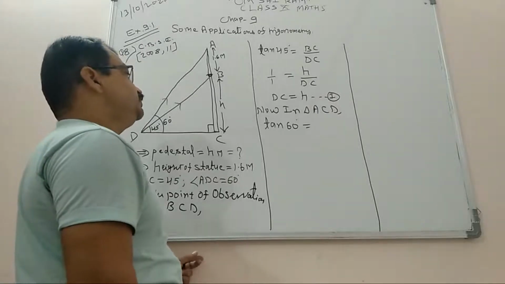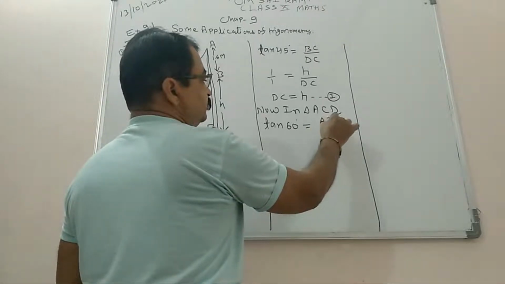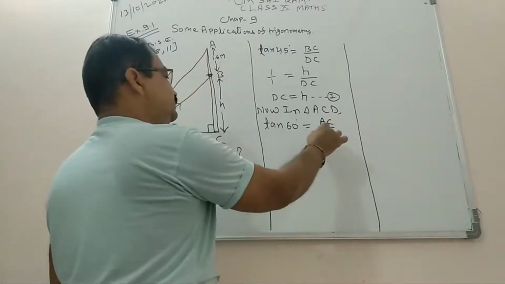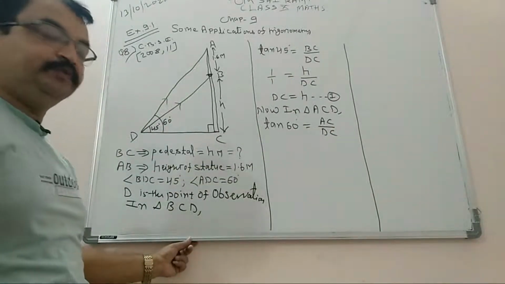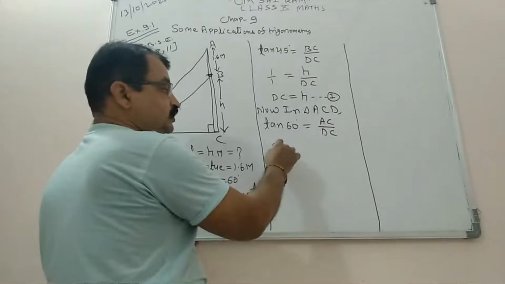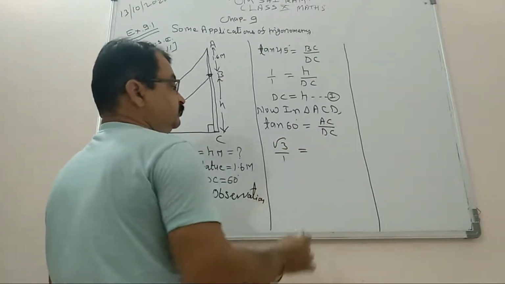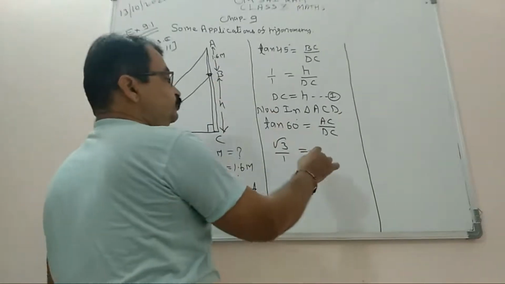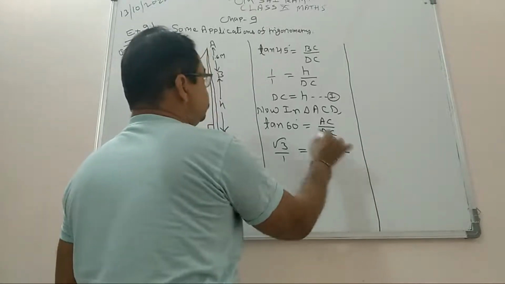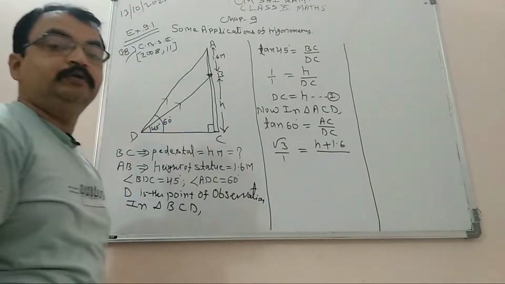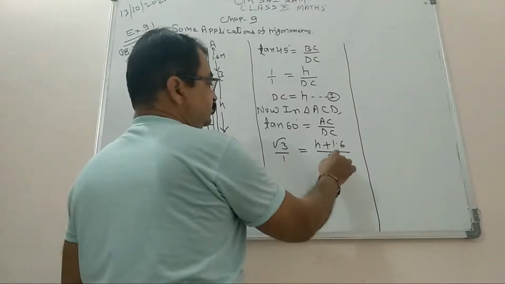So tan 60, children. Opposite is what here? AC. So you will write AC upon the adjacent, which is the same DC as in the previous triangle. Now tan 60 is root 3. If you want, you can write root 3 upon 1. AC is in two parts, H plus 1.6. You can see in the figure, children. H plus 1.6 upon DC. DC is what, children? H.